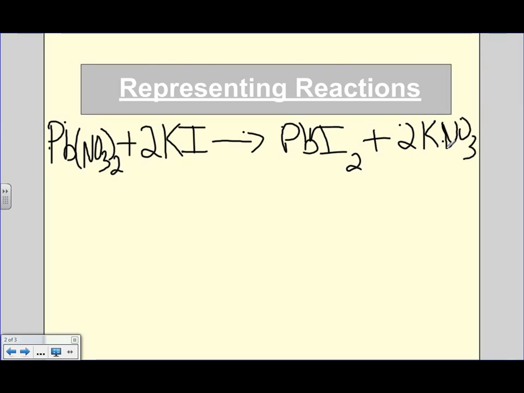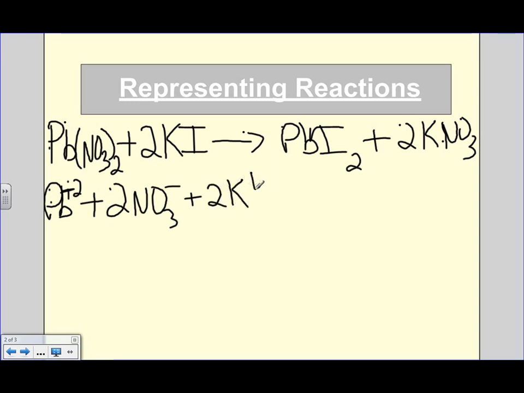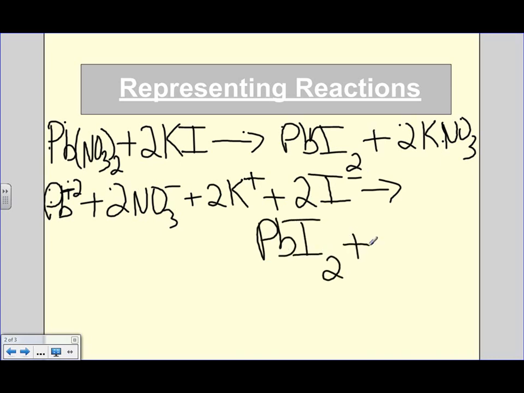Normally what we'd do is anything that's soluble in solution we would split apart to get the complete ionic equation. So the lead(II) ion plus 2 nitrates plus 2 potassiums plus 2 iodides will produce our lead(II) iodide, PbI2, plus 2 potassiums and 2 nitrates.